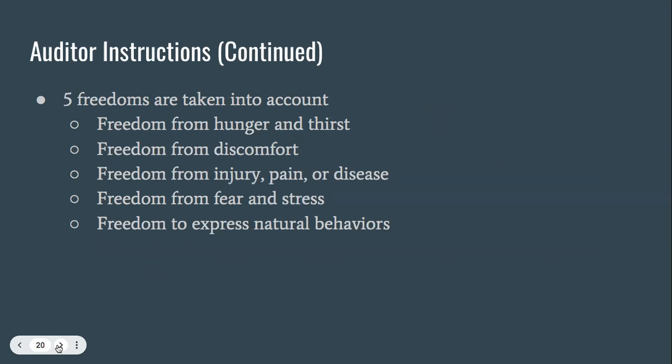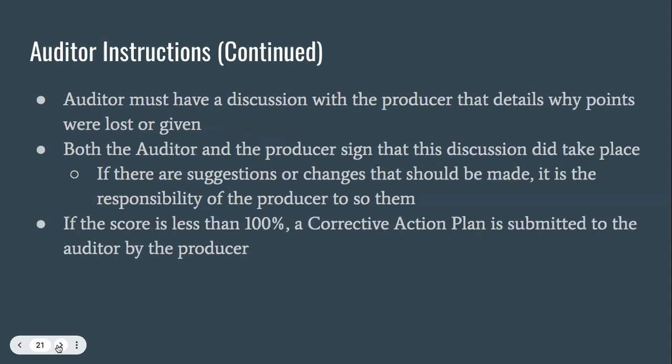And then as they're doing this, they are making sure that the five freedoms are taken into account. So freedom from hunger and thirst, freedom from discomfort, freedom from injury, pain, or disease, freedom from fear and stress, and then freedom to express natural behaviors of their species. And then at the end of the scoring, the auditor must have a discussion with the producer that details why points were either given or why they were lost. Both the auditor and the producer sign that this discussion did take place.